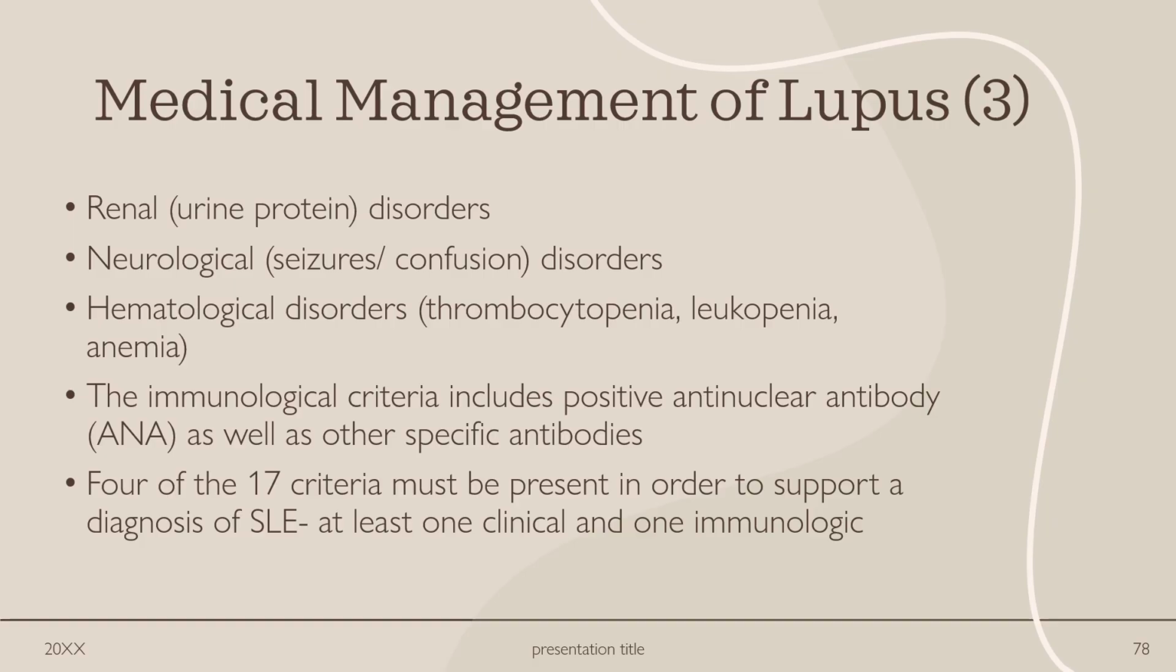Renal disorders, neurological disorders such as seizures or some confusion, hematological disorders, thrombocytopenia, leukopenia, anemia. The immunological criteria includes positive anti-nuclear antibodies, otherwise known as an ANA, as well as other specific antibodies. So now, this is the thing. 4 of the 17 criteria must be present in order to support a diagnosis of SLE. And 1 must be clinical and 1 must be immunological.